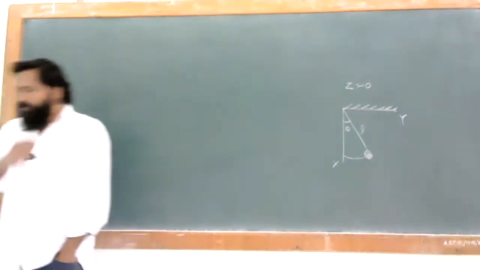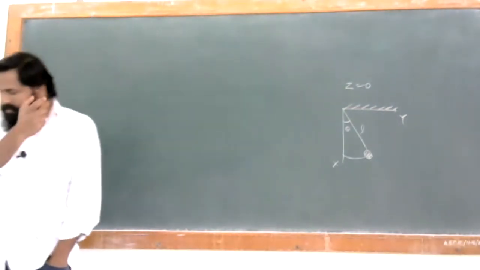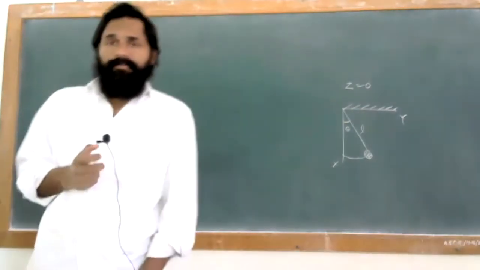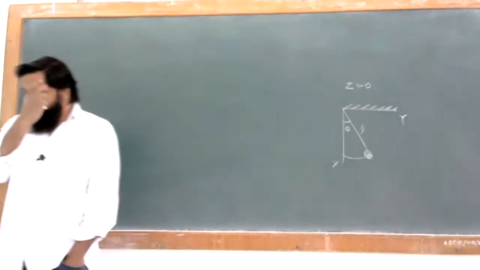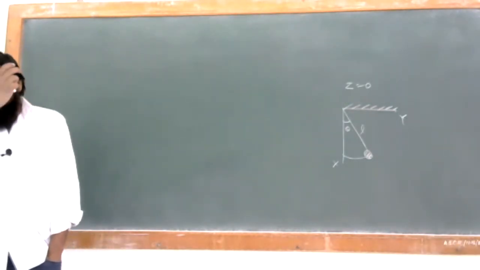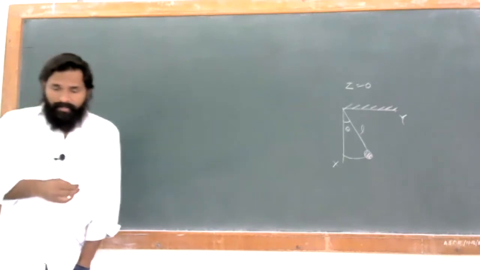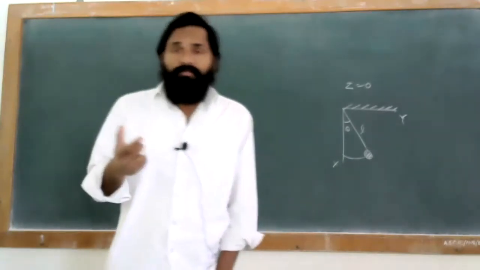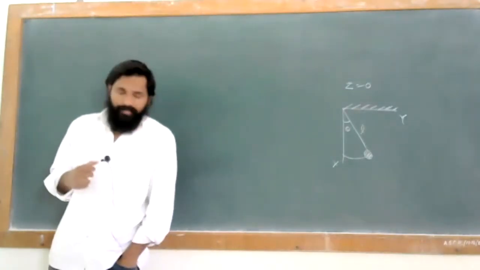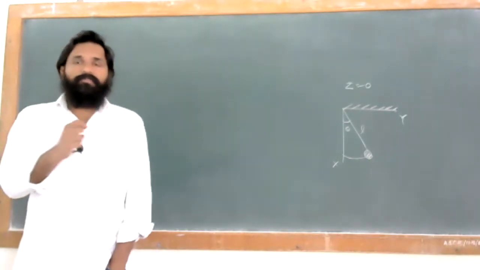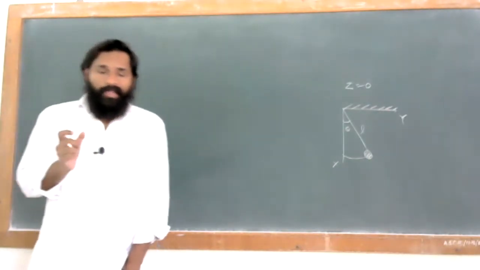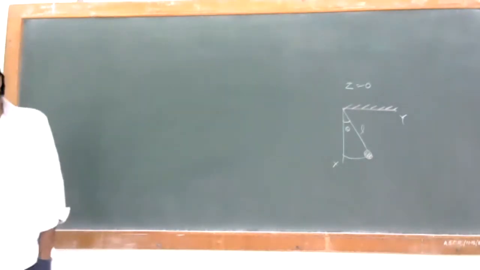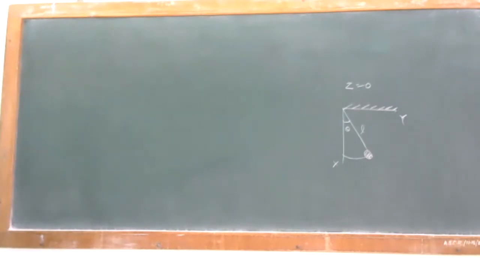Also, we have classified constraints as rheonomous and scleronomous. Rheonomous constraints are the constraints in which time is an explicit variable. The equations in which time is involved are called rheonomous constraints. And the constraints in which time is not an explicit variable are called scleronomous constraints. We saw these two types earlier.